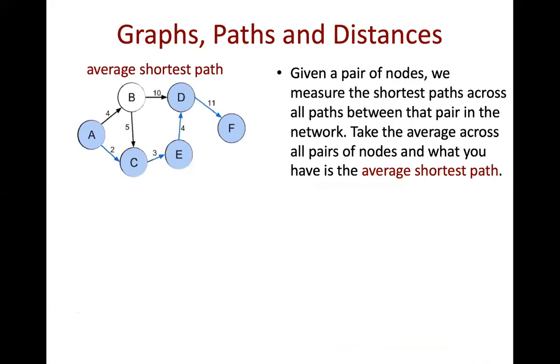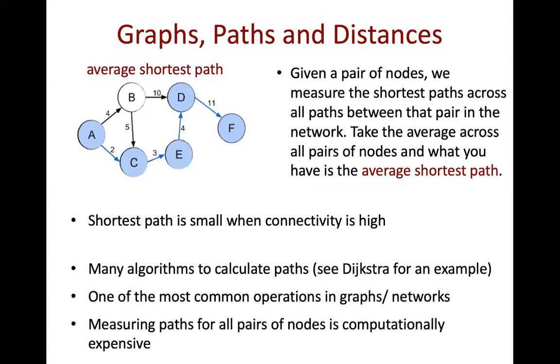So we can also define something called the average shortest path. Given a pair of nodes, we can measure the shortest path across all paths between the pair in the network, right? And if you take the average across all pairs of nodes, then you'll get the average shortest path, right? The shortest path is small when connectivity is high, and there are many algorithms, for example Dijkstra, you have heard about it again in your discrete maths course, that can calculate the path, right? So then you can calculate all paths, and then you can get the average shortest path.